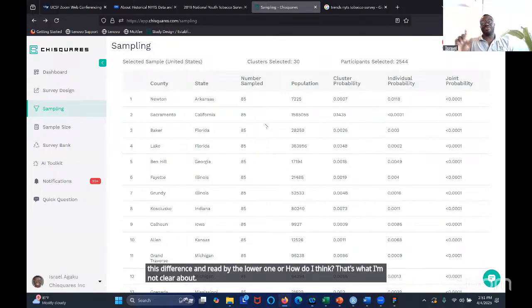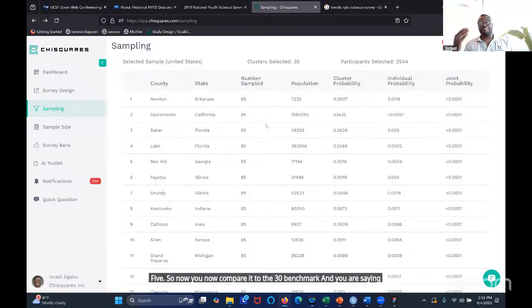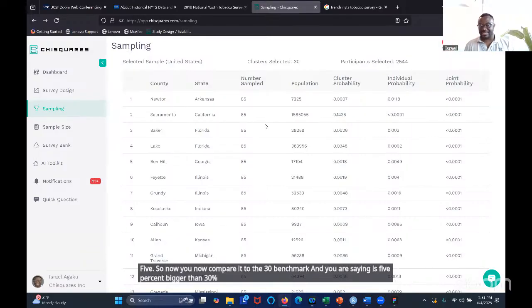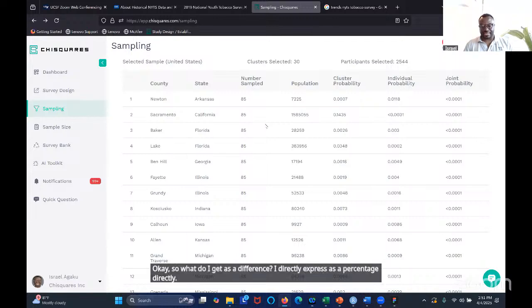So you take the 6.5 minus 1.5, which will be 5. Now you compare it to the 30% benchmark and ask, is 5% bigger than 30%? The answer is no, right? So you can say, based on NCHS standards, my estimate is precise. Okay, so whatever I get as a difference, I directly express as a percentage. Excellent. Yes.